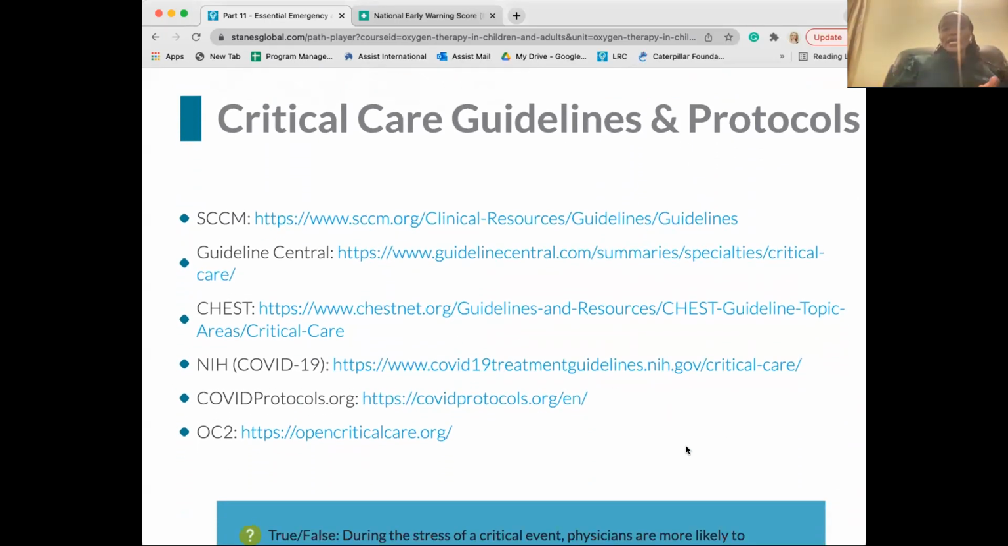There are also guidelines, critical care guidelines and protocols. Different countries have different guidelines. In our country, at least, we've identified the COVID protocols, and we also have guidelines in critical care management. There are different types of protocols available. These are some of the ones available online. You could have a look at them.